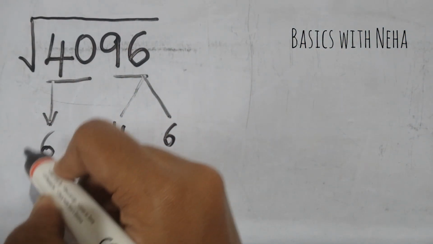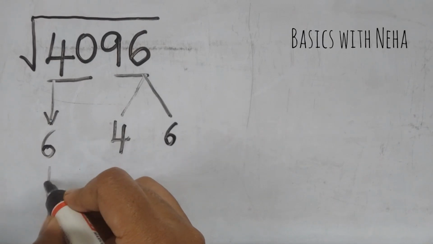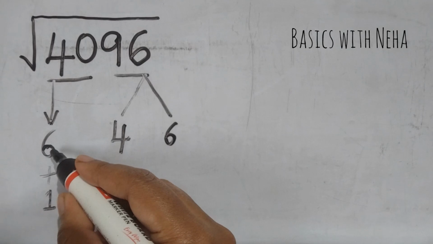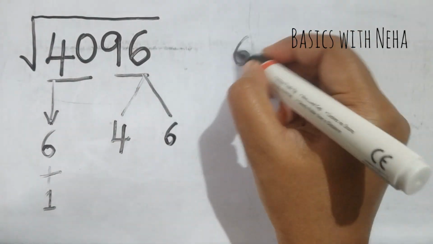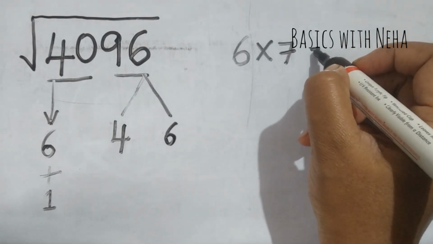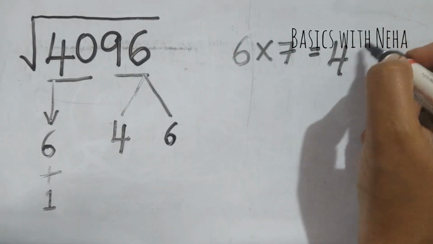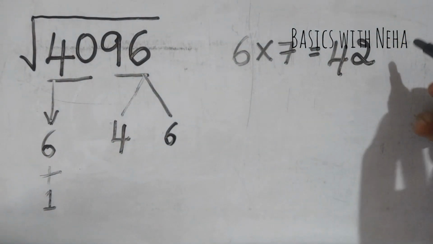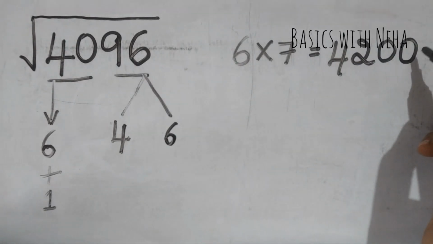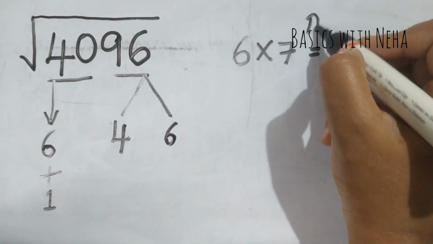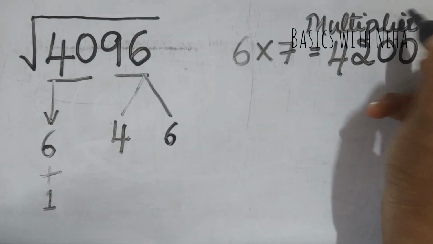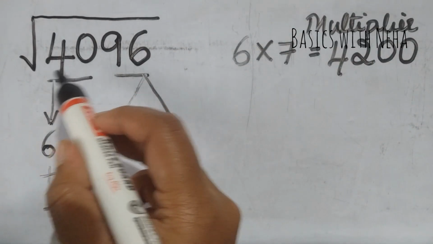Now we have to do a default step here, that is, you have to add 1 to this 6. Now you have to multiply 6 with 6 plus 1, which is 7, and see what your answer is. 6 7s are 42. Now for this 42, just add 2 zeros. Now this becomes the multiplier. So I'm going to just term it as multiplier. And this is the given number.